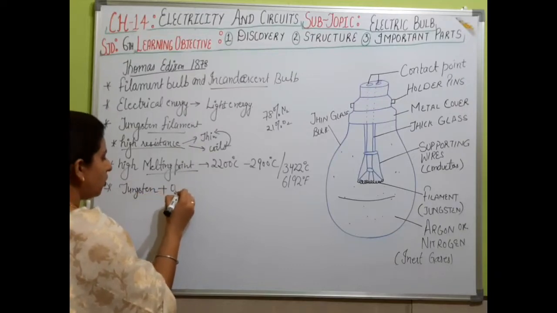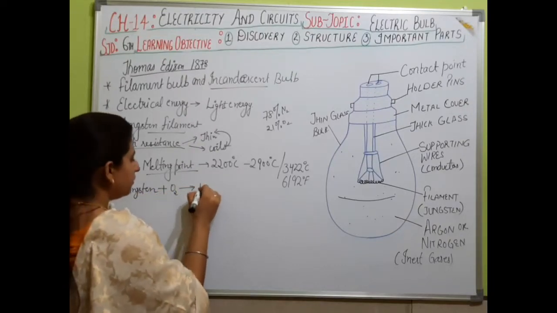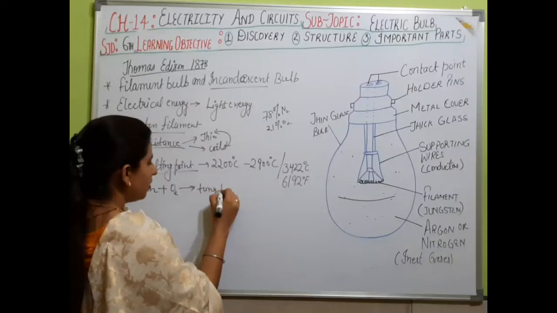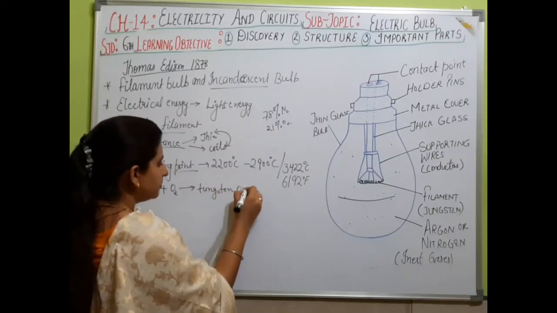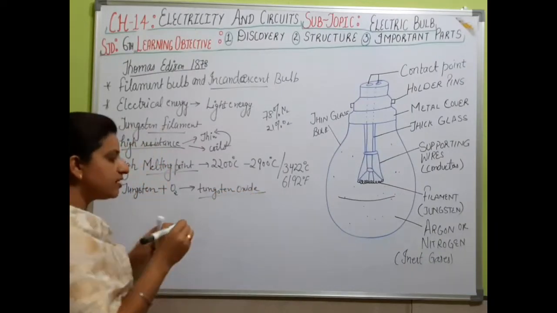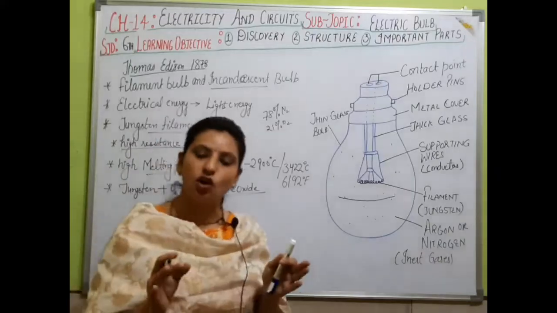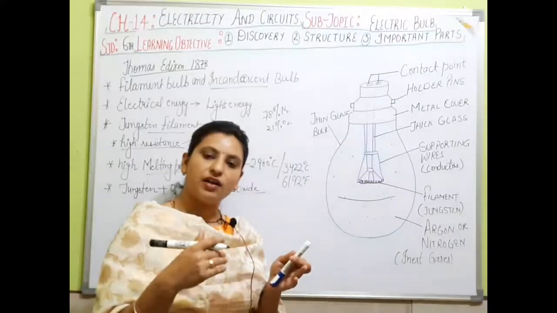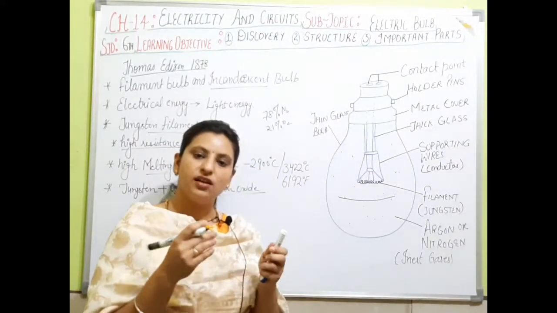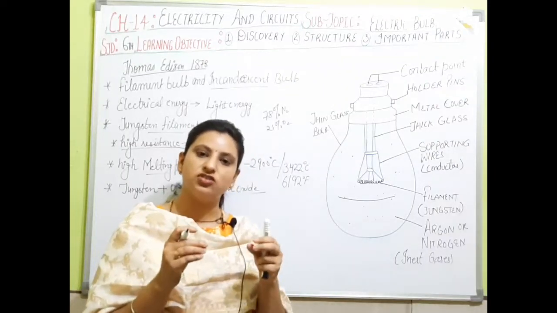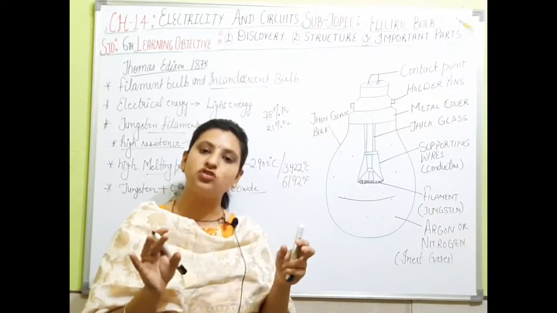Tungsten reacts with the oxygen and it gives tungsten oxide, and this tungsten oxide doesn't have a long life. After a few days it will break off and it will lead to a fused condition.